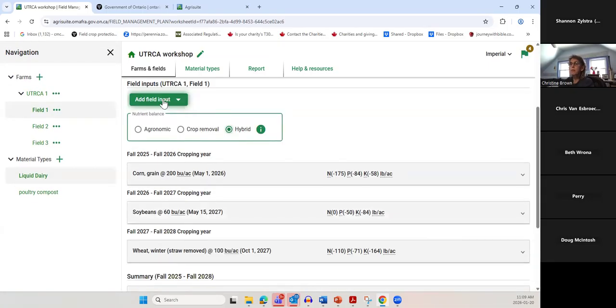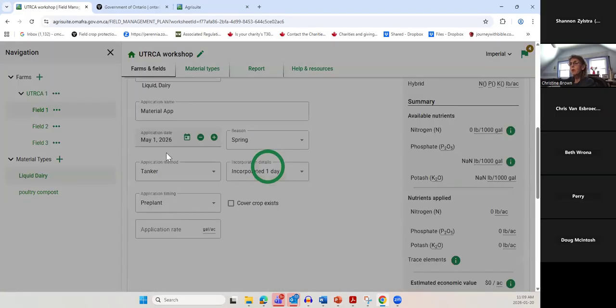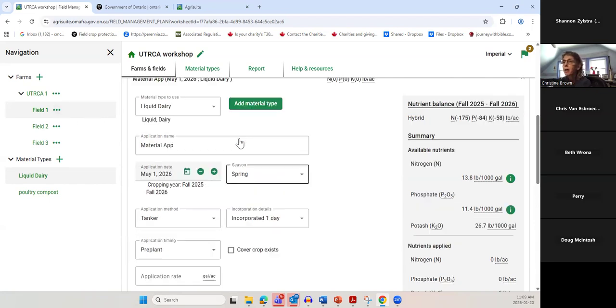So back to add crop inputs. I'm going to start with manure. The question here becomes, where in this rotation can I add the manure? If I've got a corn, soybean, wheat rotation, obviously after wheat harvest is going to be my best opportunity. So I'm going to add, what do people want? Do they want me to start with liquid or with solid? Or maybe a bit of both?